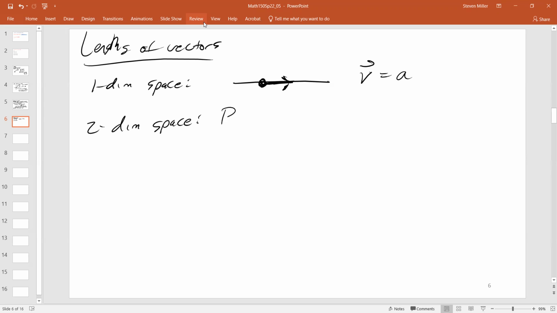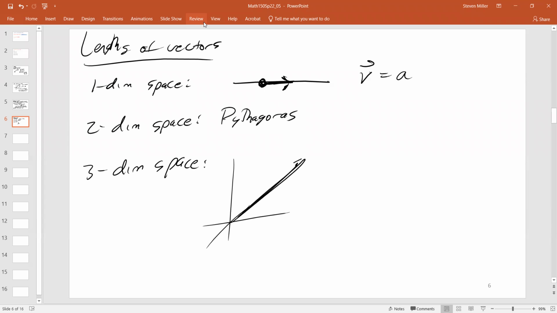Pythagoras. So now, for 3 dimensions, we know the length of a vector in 2-dimensional space. So what I want to do, and this is where I have almost no chance of drawing this well, is take some vector coming out like this, and try to write it as something in the XY plane and something coming up.